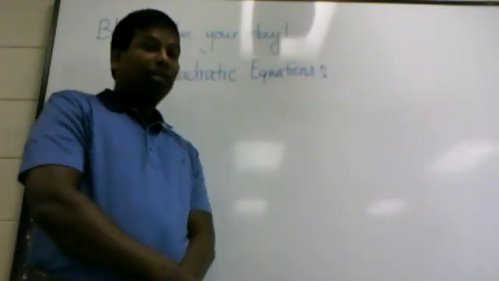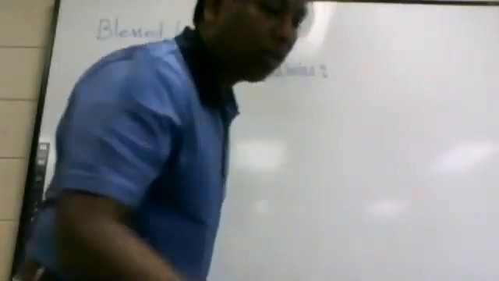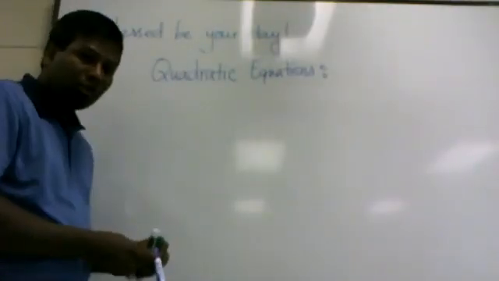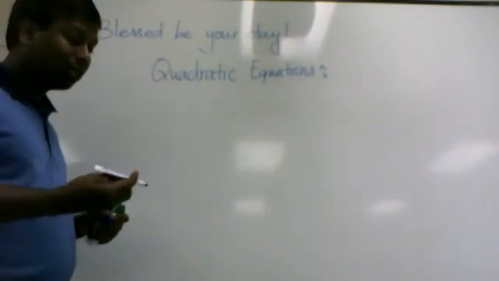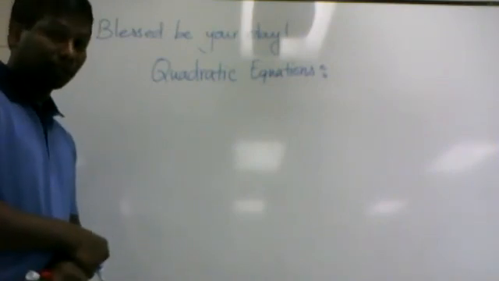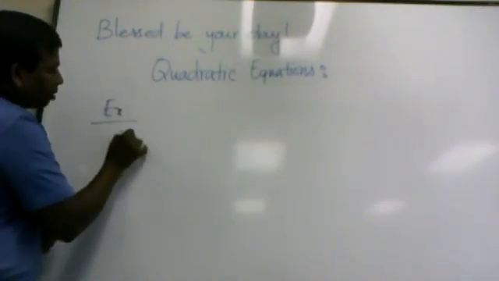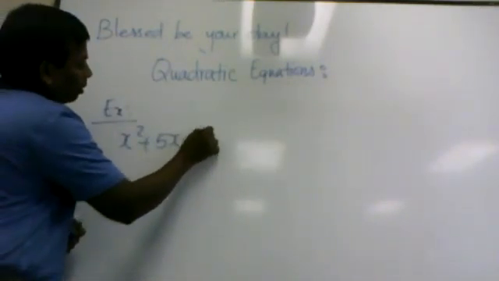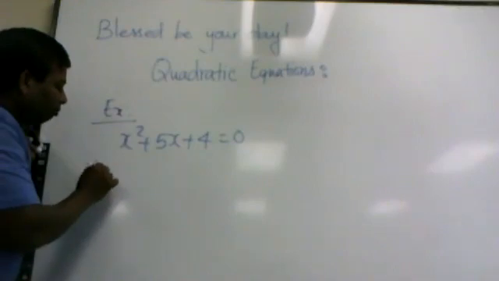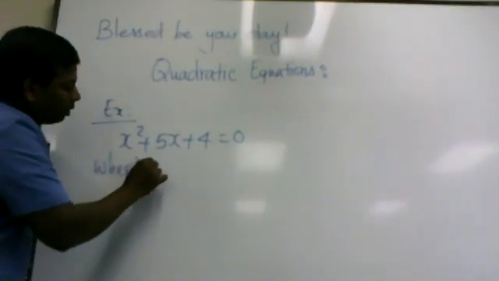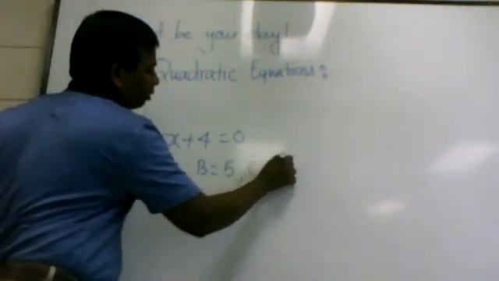Please look at the first example that I'm going to show you in solving quadratic equations. Whenever they ask a question about solving quadratic equations, there are two solutions for every quadratic equation. The first example is x squared plus 5x plus 4 equals 0. This is a quadratic equation where we can notice that the a value is 1, the b value is 5, and the c value is 4.